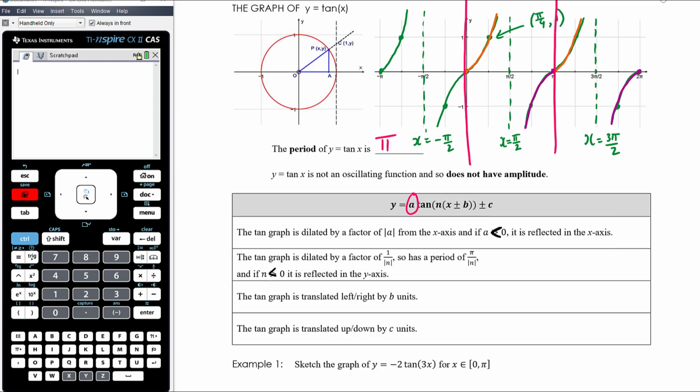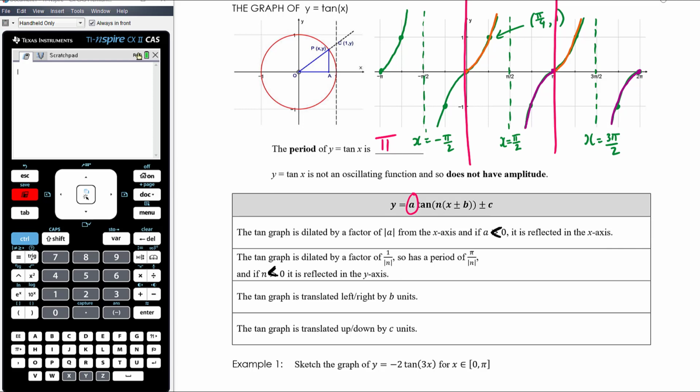Again, I've got this inequality around the wrong way, my apologies. If n is less than 0, then the graph shape would be reflected in the y-axis. However, if you reflect this graph in the y-axis, you're just going to get this graph, which is the same as what you get when you reflect in the x-axis. If I were to continue that pattern, it's the same as when we reflect in the x-axis. And so we don't really see this happening very much, because if we want to reflect the shape, we would just make a negative, not n.